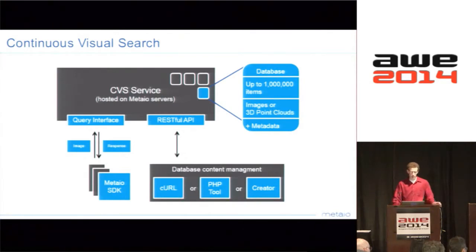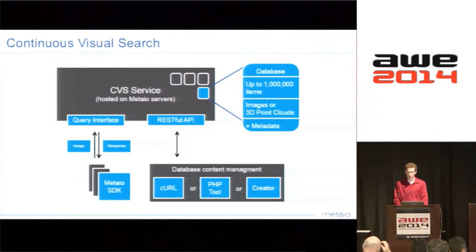And the way that this works is we have the CVS service, which is hosted on the Metaio servers, and there's a query interface which the Metaio SDK uses to send images to and receive responses from in real time. And then when you want to upload data or manage the images that you have in the CVS service on Metaio, you can either use curl or a PHP tool that we've released or Metaio Creator to manage the content that you have stored there. Then in that database, you can have up to 1 million items. These can be images or 3D point clouds, as well as metadata. And that content can be managed by you and presented to the users of your application.